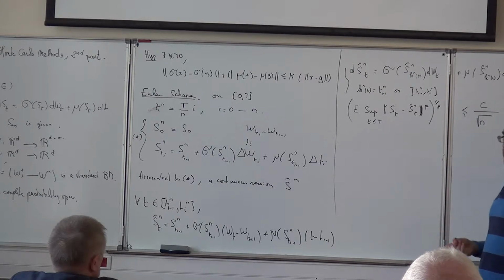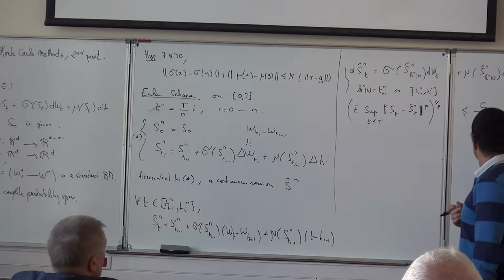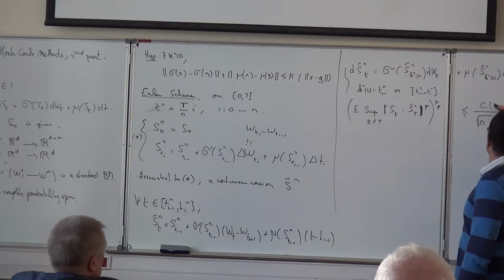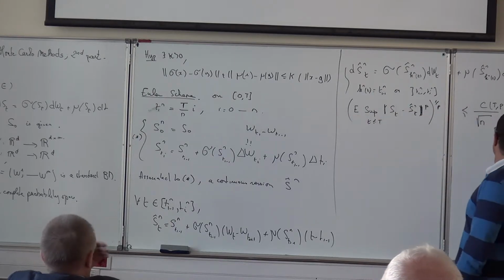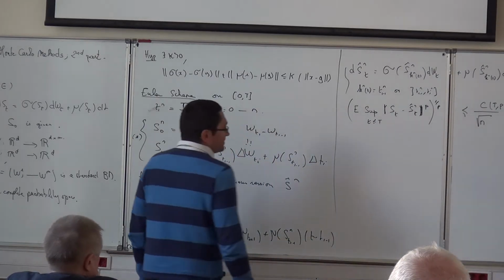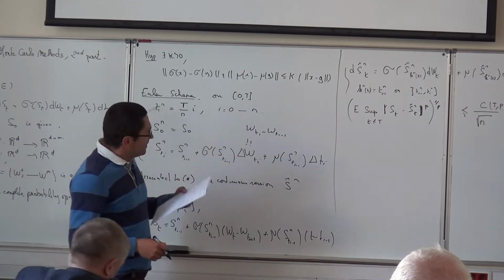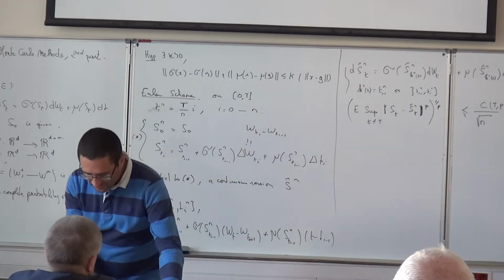This is classical, for any p. Of course, C depends on p, of course on capital T, p, and the parameters, for example also d. Okay. This is the main result. So we have shown this result in particular.